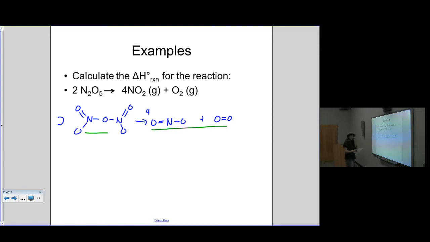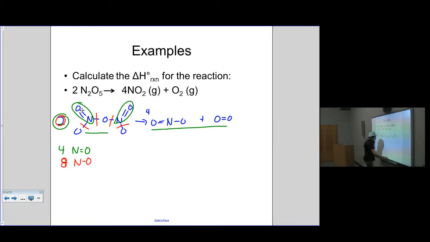So let's think about what gets broken here. I've got to break everything. I'm not going to leave anything unbroken. So I have 2 double bonded NOs, but because I have 2 of those in my equation, I have 4 double bonded NOs. And then I have 1, 2, 3, 4 bonds of NO, so 4 NO single bonds that I need to break in my reactants. But because there's 2 of these, I actually have 8 of those NO bonds.